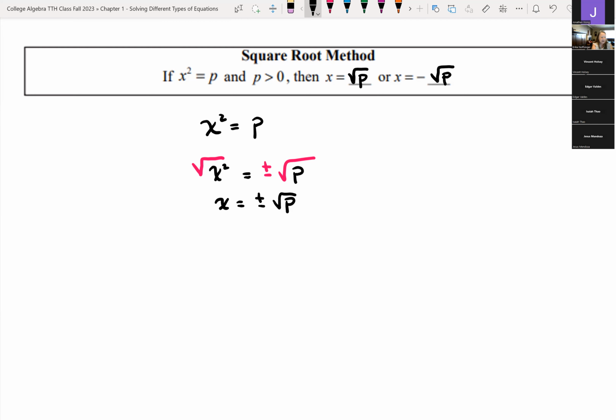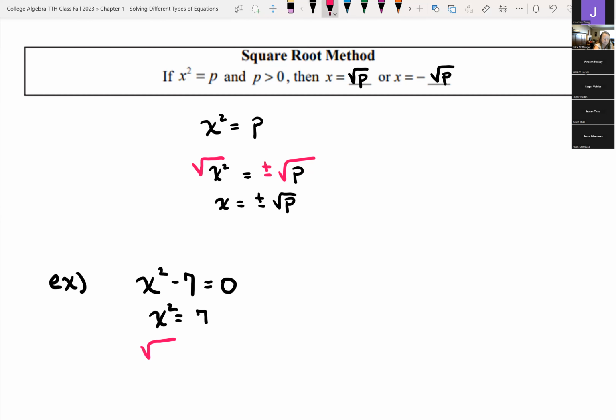So let's look at a couple of examples really quickly. Let's say you had x squared minus 7 is equal to 0. So we can use the square root method, because we have a perfect square: just the x squared, and no other term has an x in it. So let's isolate the square by adding 7 to both sides of the equation. And doing so, we get x squared is equal to 7.